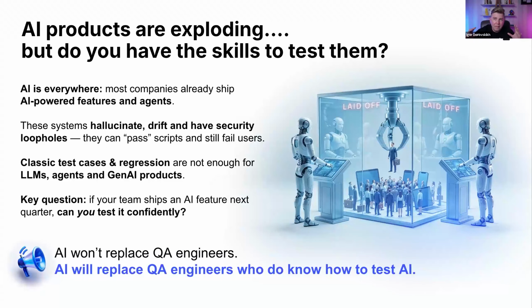So AI products are exploding. You hear every day about a new startup emerging. I personally lost track of all these companies. Every day it's like, have you heard about this company? Have you heard about that company? I don't track anymore. There are so many AI companies and AI products out there. So AI is everywhere, and the systems that get deployed hallucinate, they drift, they have security loopholes.